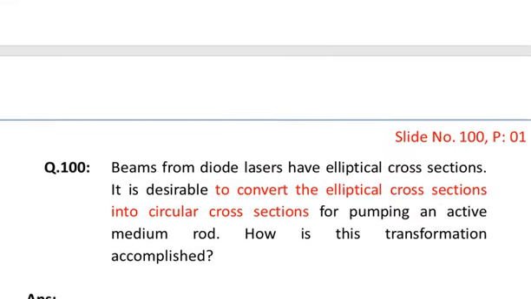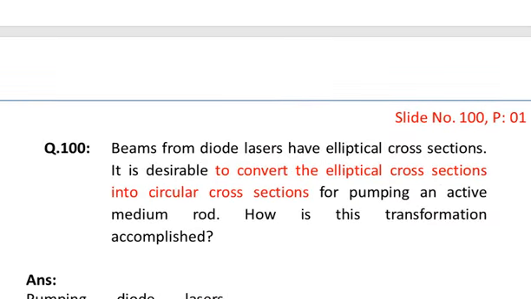The question is, beams from diode lasers have elliptical cross sections. It is desirable to convert the elliptical cross sections into circular cross sections for pumping an active medium rod. How is this transformation accomplished?